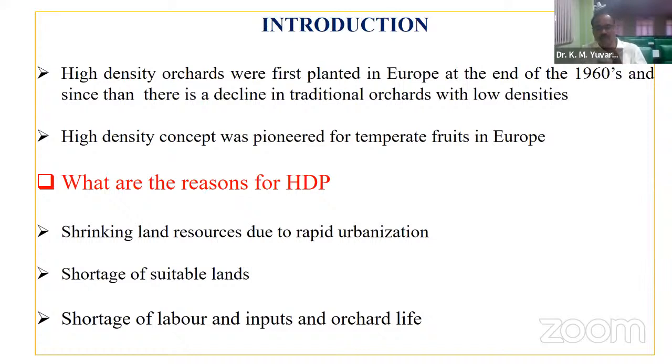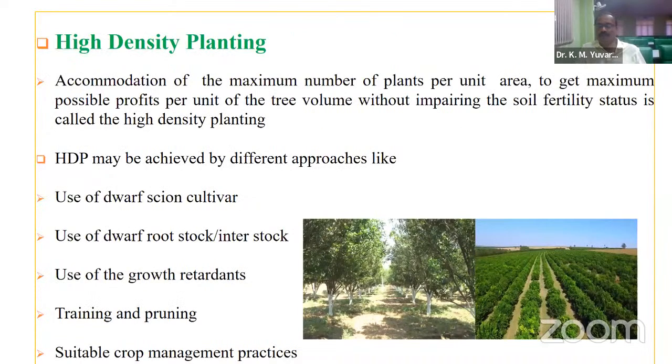What are the reasons why we will go for high density planting? Due to sinking land resources, rapid urbanization, shortage of suitable lands, shortage of labor, shortage of inputs, and short orchard life. These are the reasons we go for high density planting. What is high density planting? What is a meadow orchard? What is ultra high density planting?